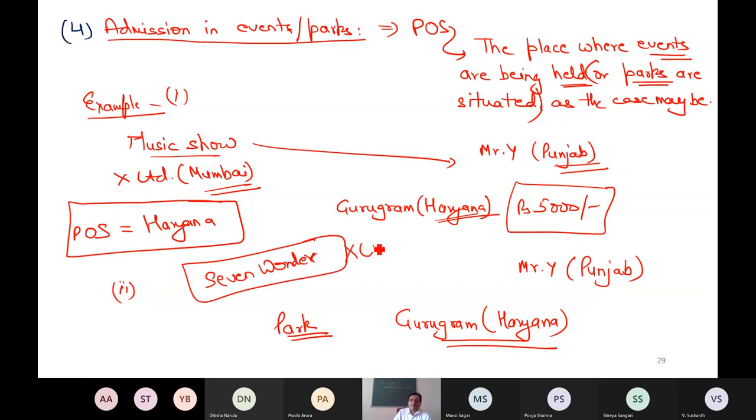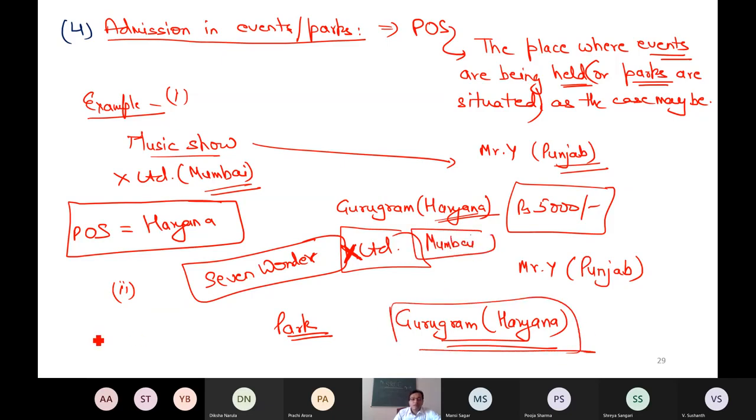So X Limited is running this park. Maybe this park is a private park. For example, X Limited is running some shows in this park. Or maybe the park is beautiful where you have some entry ticket. So in this case, it does not matter that, for example, this supplier of admission ticket service is from Mumbai, Maharashtra, doesn't matter. The recipient from Punjab doesn't matter. Where the park is located, Gurugram, Haryana. So the place of supply is what? Haryana.